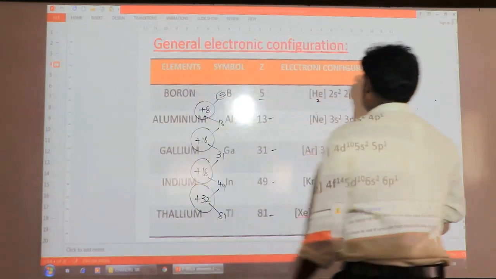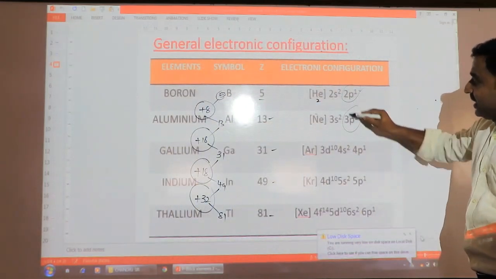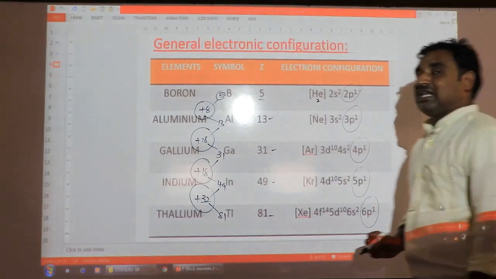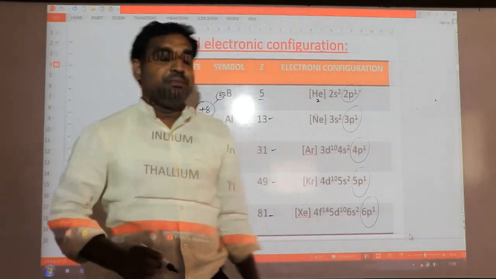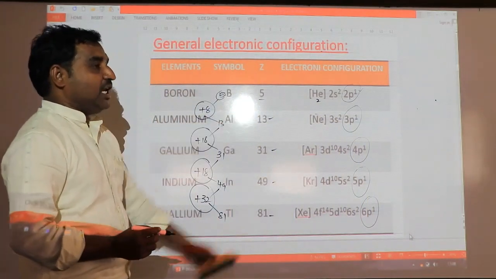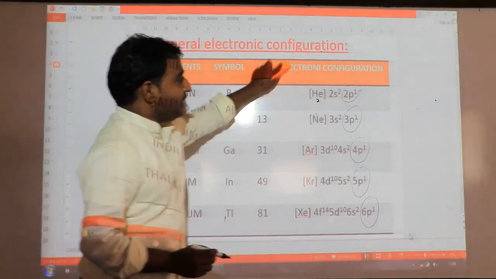The point here is that the last electron is present in the p subshell. Here it is the p subshell, here it is the p subshell. In all the cases the last electron is filled in the p subshell, hence these are called p block elements. This is the general electronic configuration of the p block elements, that is, the boron family.